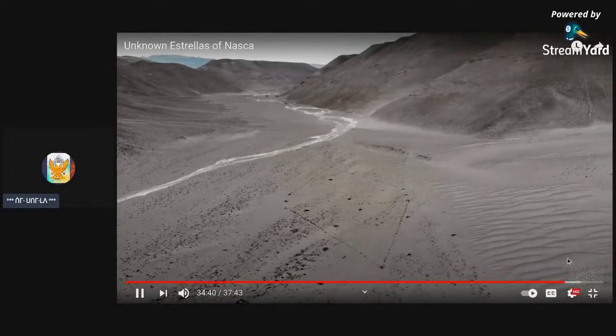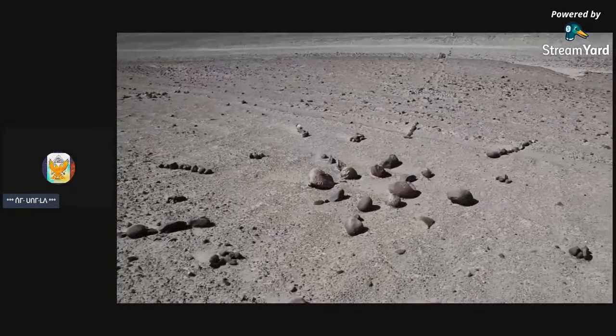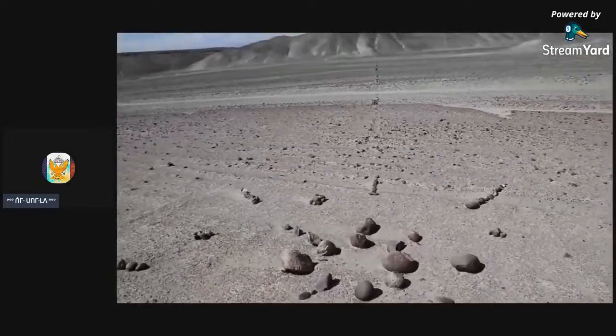They are also scattered over a fairly large area that correspond to the ancient settlements of the Nazca population.